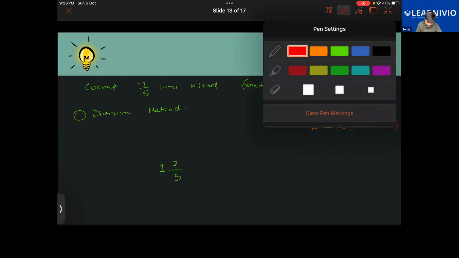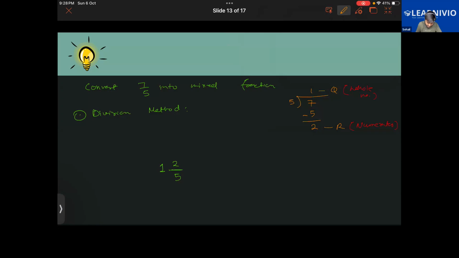Using this method, you guys quickly do one question. Do 11 upon 3. Quickly do this one, because the other class is going to start in 2 minutes.